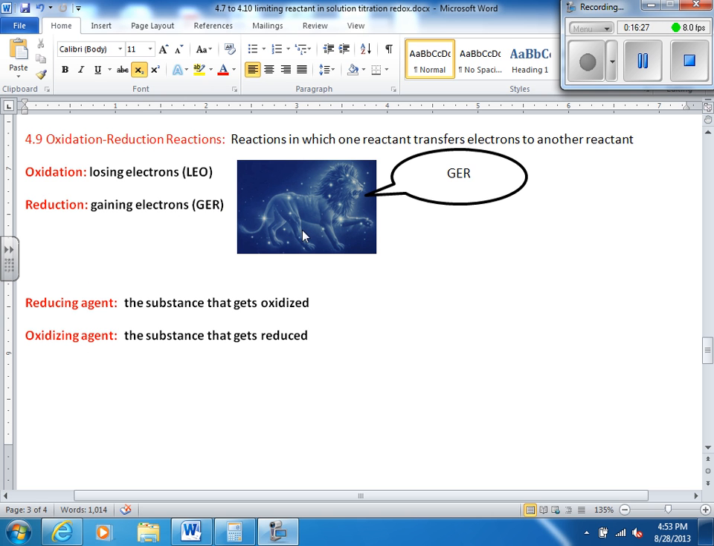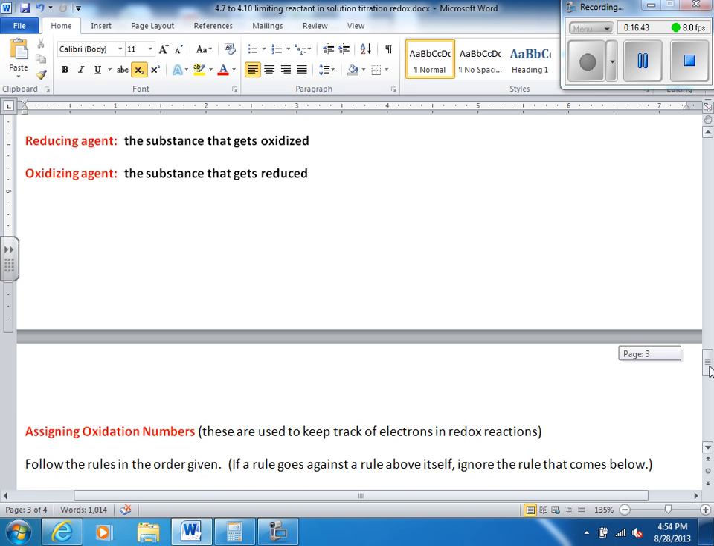But for LEO and GER, here's Leo, the constellation Leo, and Leo the lion says GER. My daughter pointed out this is misspelled, but for our purposes we want it GER. Gaining electrons is reduction. Alrighty.